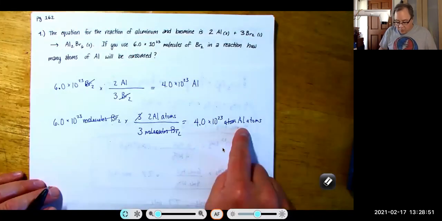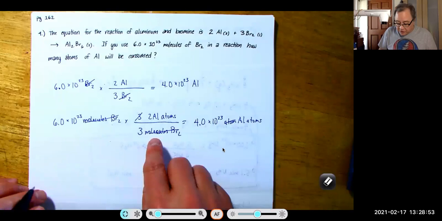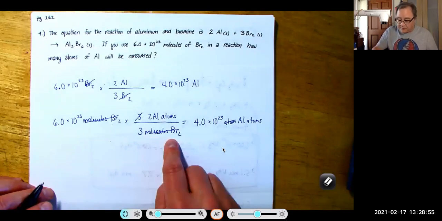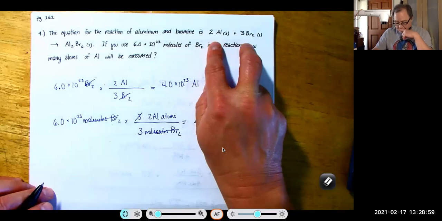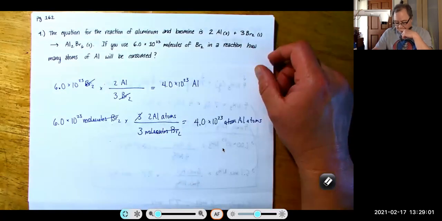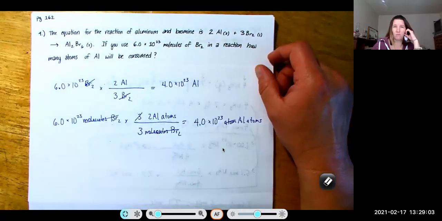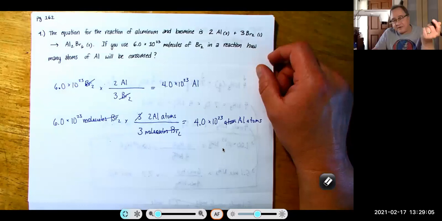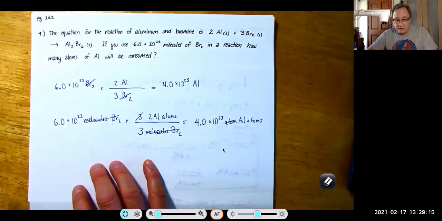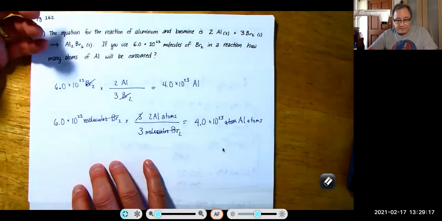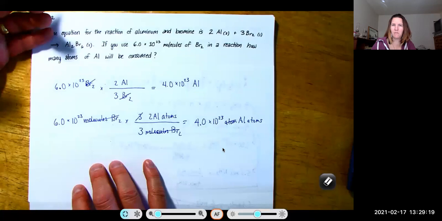Now, why do they call it a molecule of Br2, but they call it an atom of aluminum when they're both pure substances? And the answer is pretty simple. There are 7 elements that come in pairs where the atoms are bonded together. Whenever 2 atoms bond together like that, it's called a covalent bond. Right. And that's called a molecule.